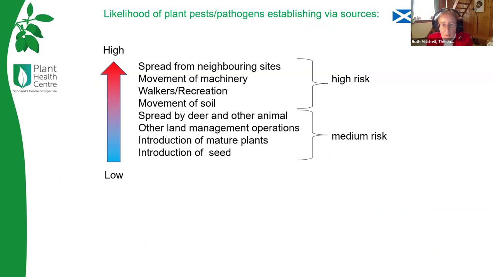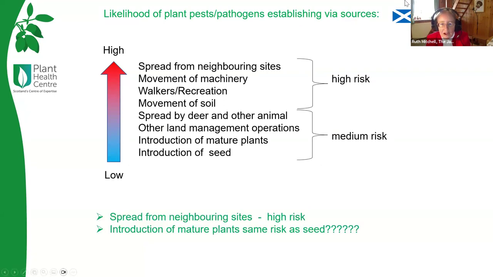We also talked about where participants thought the likelihood was of pests and pathogens establishing from. So we gave them a range of ways that pests and pathogens could establish, and we asked them to rank them. So they ranked them from high to low risk, and this was the overall ranking. So the participants in this survey thought the spread from neighbouring sites and movement of machinery was high risk, and then the introduction of mature plants and the introduction of seed was much lower risk.